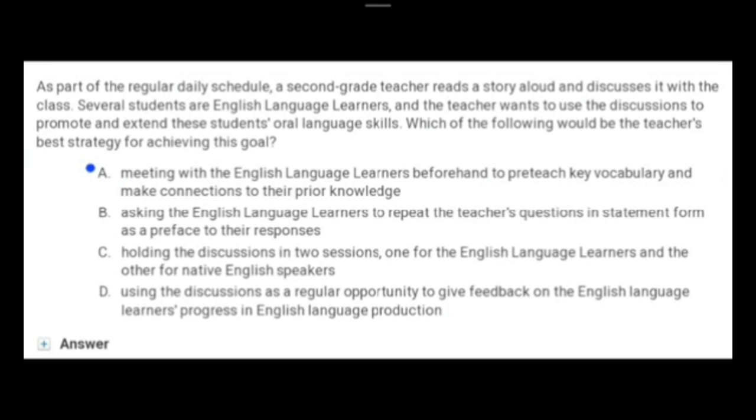As part of the regular daily schedule, a second grade teacher reads a story aloud and discusses it with a class. Several students are English language learners, and the teacher wants to use the discussion to promote and extend these students' oral language skills. Which of the following would be the teacher's best strategy for achieving this goal? The best strategy is meeting with the English language learners beforehand to preview key vocabulary and make connections to their prior knowledge. Option A is the correct answer.